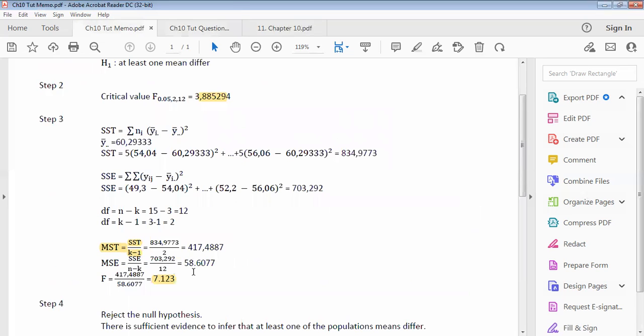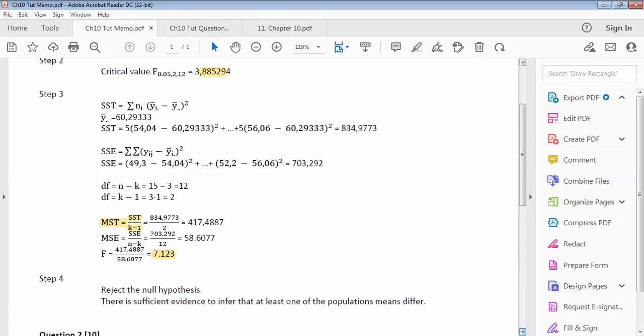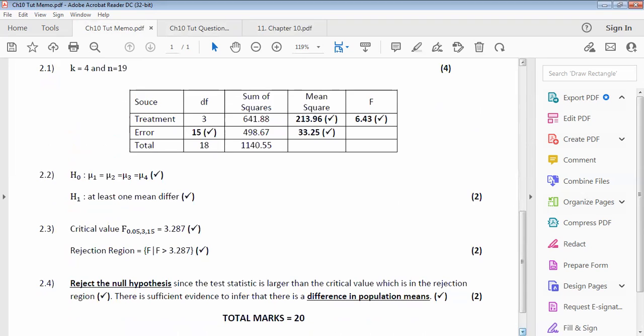Okay. So basically it's this one here. Let's go to question 2. Yeah, it's what you find here. So it's this divided by 3 minus 1. Okay, you'll find your answer here.